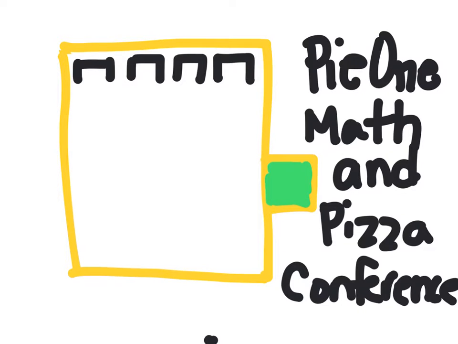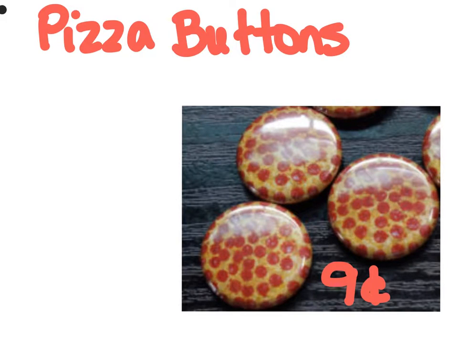Okay, on the north side of the room, over here, we know that north is up. North side of the room, people had set up booths to sell things at the conferences. And one of the most popular booths was the pizza button booth. And the pizza buttons were 9 cents each. And almost everyone stopped and bought some of them. They look like real little pizzas, don't they?